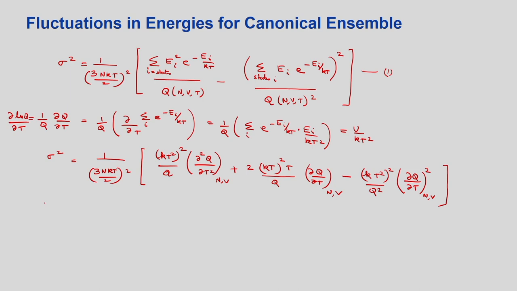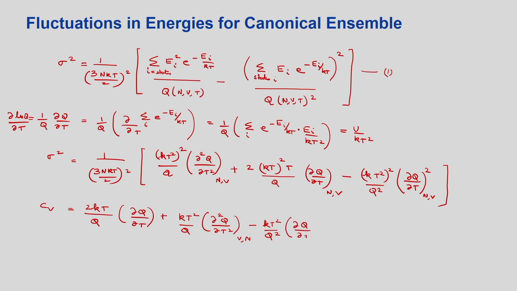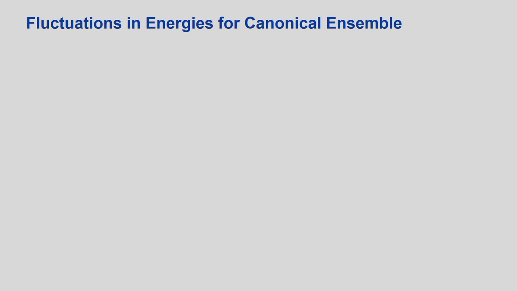Now, if you recollect, we also obtained the expression for Cv. Cv, we know, is equal to 2kT by Q into dou Q by dou T plus kT square by Q minus kT square by Q square into dou Q by dou T whole square. So this expression we have already obtained. Now see expression number 2, for example, and this is 3. Compare the like terms. So what will we get? Can we make a similarity between expressions 2 and 3? Yes, we can.